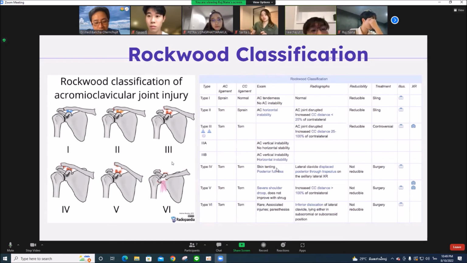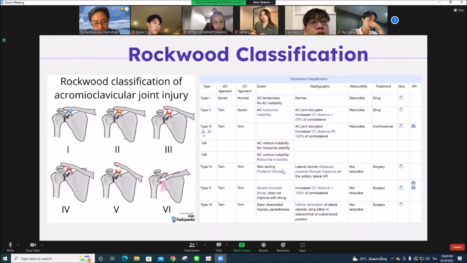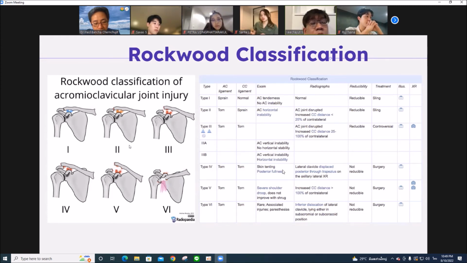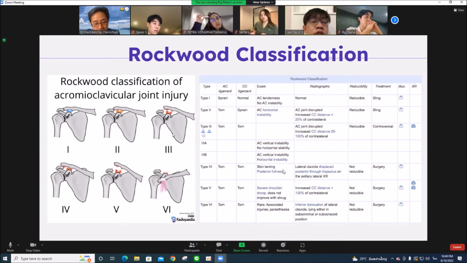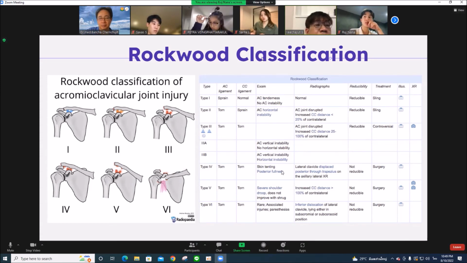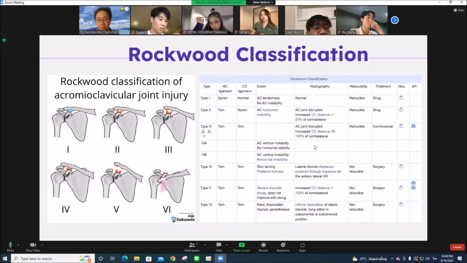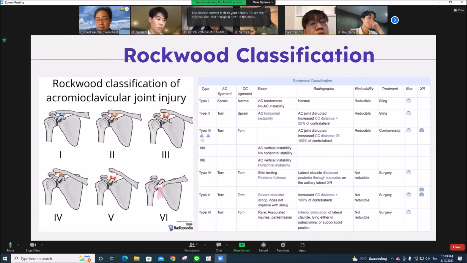In grade 2, there is a partial tear of the AC joint ligament and possibly a sprain of the CC ligament. In type 3, usually both ligaments are torn, and grade 3 is usually the cutoff for the treatment, whether the patient can receive conservative treatment or should undergo surgical treatment. So grade 3 is both completely torn. Grades 1 and 2 are conservative, right?